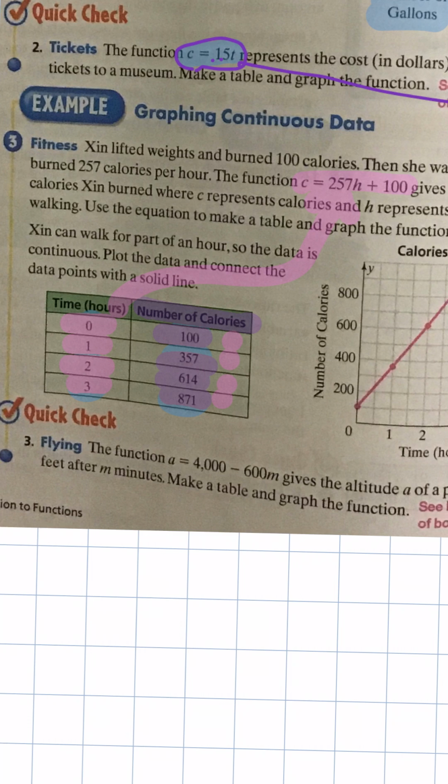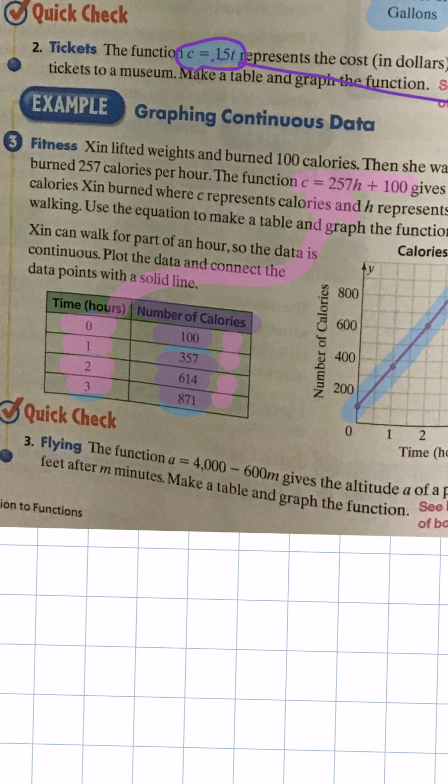So for this first one, 0 equaled 100, 1 equaled 357, and see, it's not perfect. It's just kind of guessing as to where the dot would be. 2 equals 614, 3 equals 871. And then as you see, connected with a solid line, because she could walk for 1 hour and 5 minutes, 1 hour, 10 minutes. So all of these points between here matter.